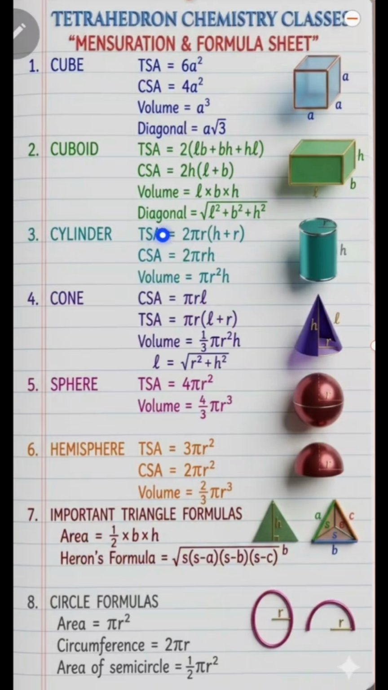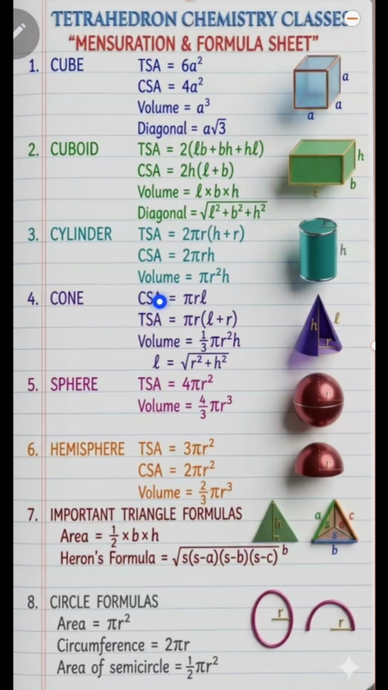For cylinder, total surface area equals 2πr multiplied by h plus r, where r is the radius. Curved surface area for the cylinder is equal to 2πrh, where h is the height, r is the radius. Volume of the cylinder is equal to πr²h.